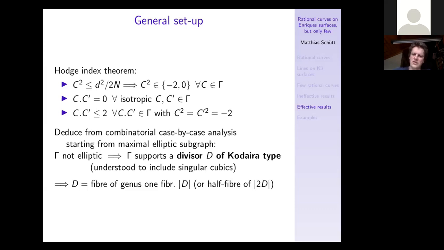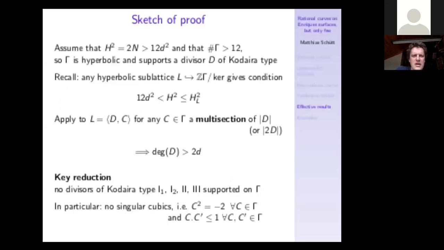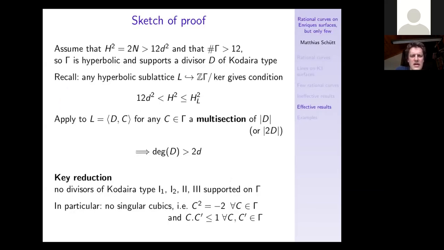Usually, maybe you don't want to do this. Let's do this for now. And then, of course, D features as a fiber of a genus 1 fibration, or, one of the subtleties, it could also be a half fiber of the genus 1 fibration given by 2D. Okay, so this will play out to our advantage in a second. This was the general setup. Let's dive into the proof.